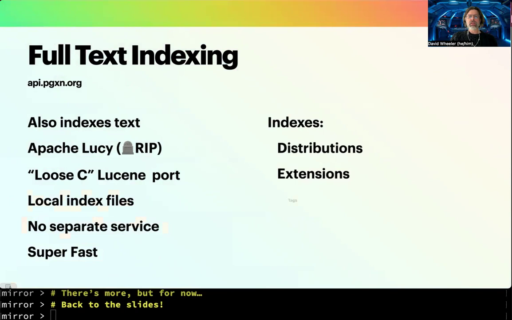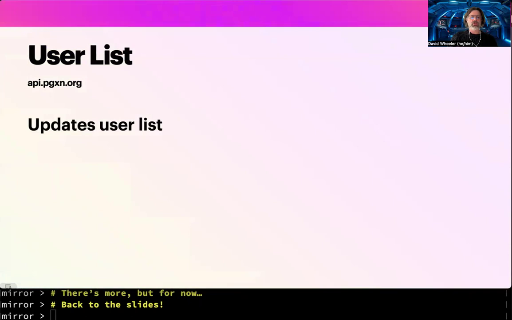And it indexes, that's what happens when I hit the button twice. It indexes distributions, extensions, users, tags, and documentation by taking those HTML generated docs and indexing those whole things, those suckers.